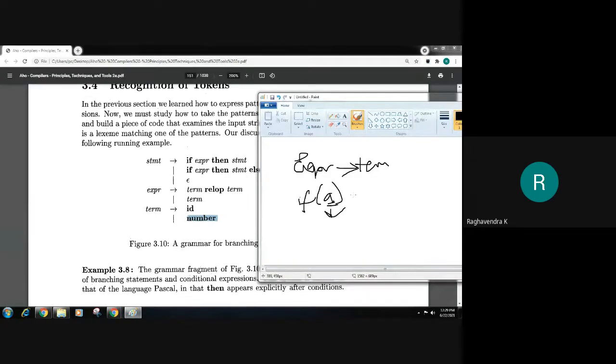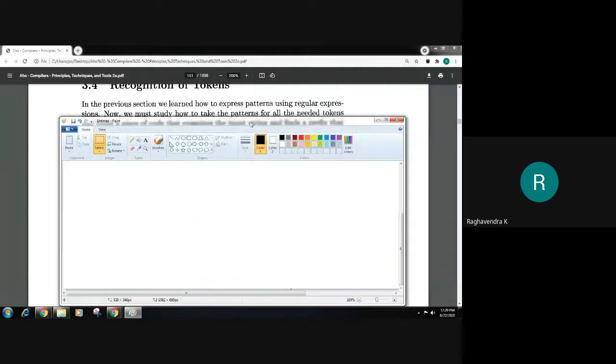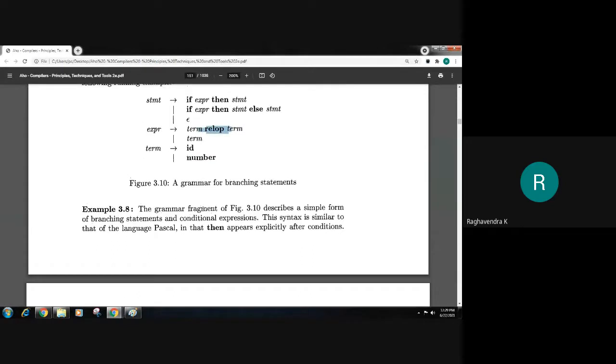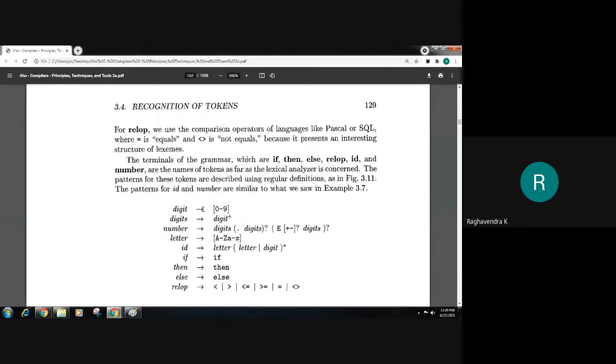So like this, we can write this grammar. It's an if and else type of grammar, so we'll consider this as our example. Especially, we'll be concentrating on this relational operator part.